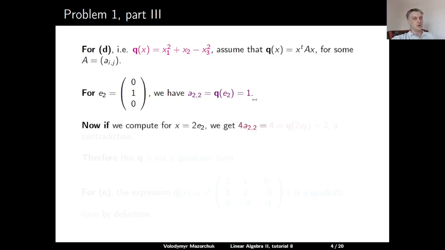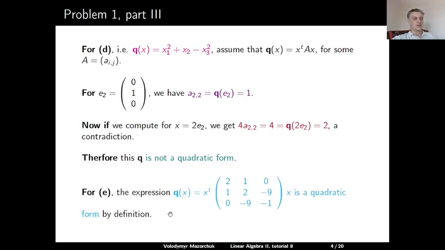Now, if we compute both values for x equal to 2e2, for the expression with the matrix, we will get 4a22, which is 4. While for the expression with the formula, here we have only x2 without square, so we will get 2, and 4 is not equal to 2. So this is a contradiction, which proves that this expression does not define a quadratic form.